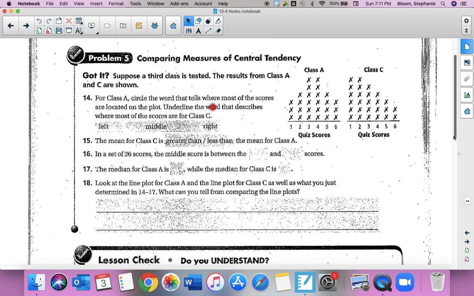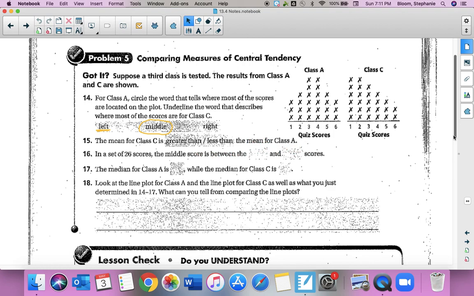If you look at class A, most of the scores are in the middle, right? So we're going to circle middle. And if you look at class C, most of the scores are on the left. And so we're going to underline that word left. Okay? And then it's asking us a question about the mean for class C and the mean for class A. So let's figure out what that mean is.